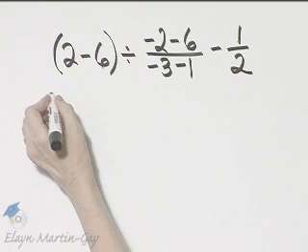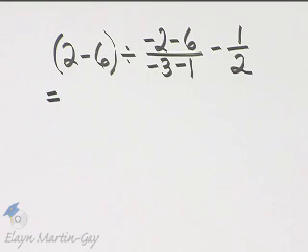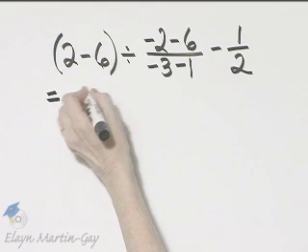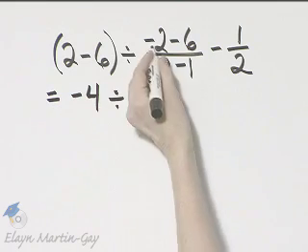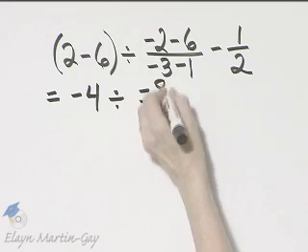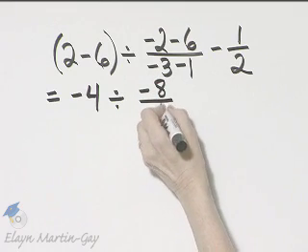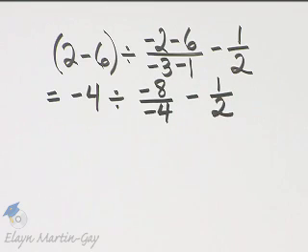Let's work within the parentheses. 2 minus 6, now if you need to, go off to the side and write it as an equivalent addition, but 2 minus 6, that's negative 4, and then I have divided by negative 2 minus 6, that's negative 8, over negative 3 minus 1, that's negative 4, and I still have my minus 1/2.